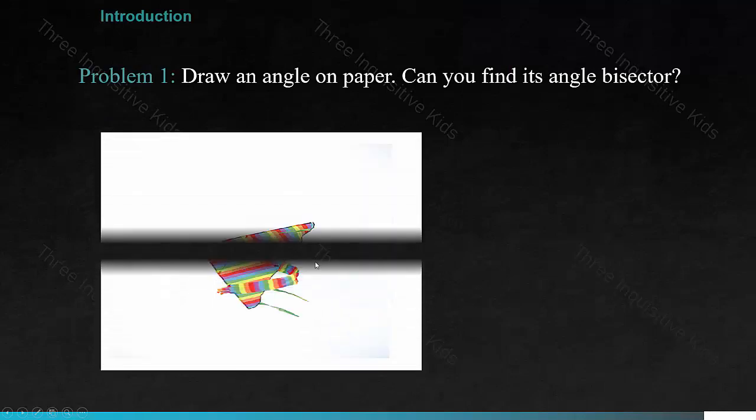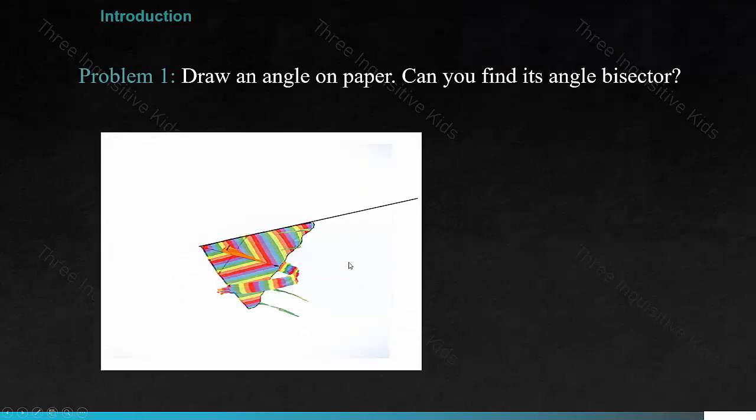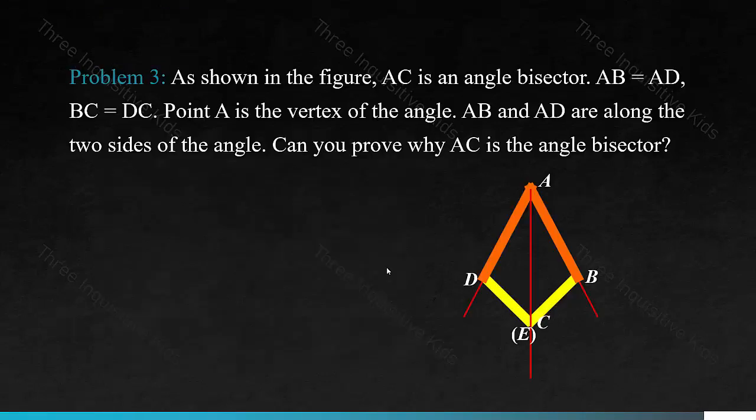So I want you to draw an angle on paper. Can you find its angle bisector? As you can see, this is our angle, and the line in the middle is the angle bisector. But how do you know for sure that this line is its angle bisector?